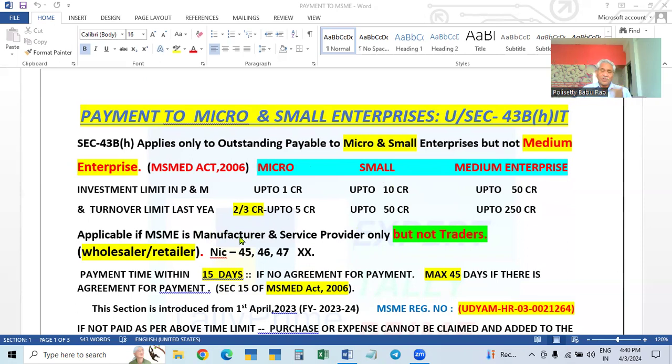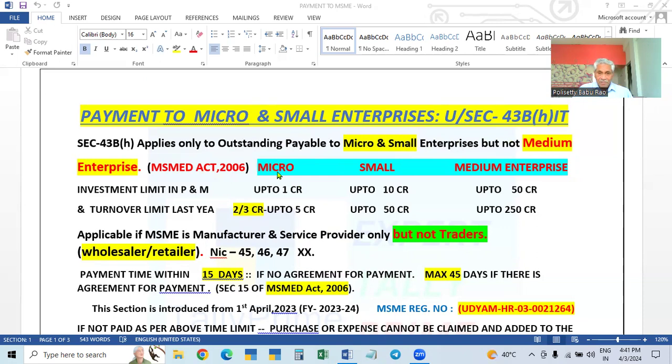If you purchase goods from a trader, who is a wholesaler or retailer, then this section is not applicable. In the case of goods, only the manufacturer. So this section is available only for purchase of goods from a manufacturer and purchase of services from a service provider. This section is applicable for micro and small enterprises.